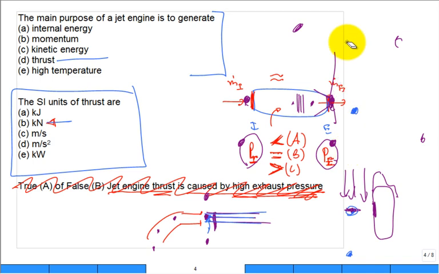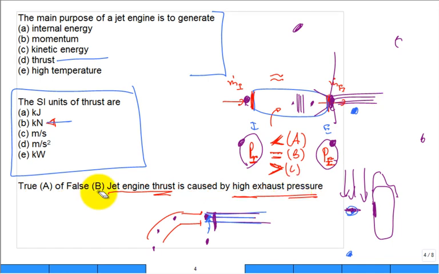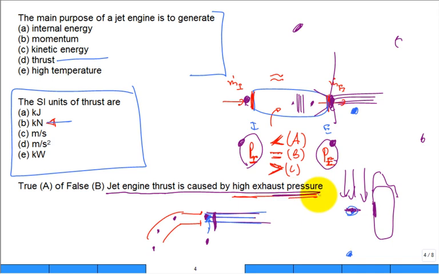It comes out in a stream like this. The pressure is the same. So that's a common misconception here. The jet engine thrust is caused by high exhaust pressure. True or false? Big time false. But you'll have to explain that to people because a lot of people will get that wrong.